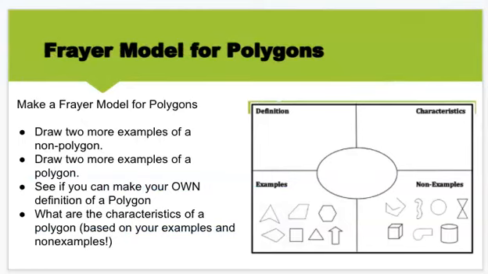One way to introduce a new concept is making a Frayer model. You may have made these in the past. So in the center, you would write polygon. And then you would write definitions, characteristics, and I have some examples and non-examples. But you should draw 2 more examples of non-polygons and 2 more examples of polygons. And then think of what characteristics of a polygon based on your examples and your non-examples.